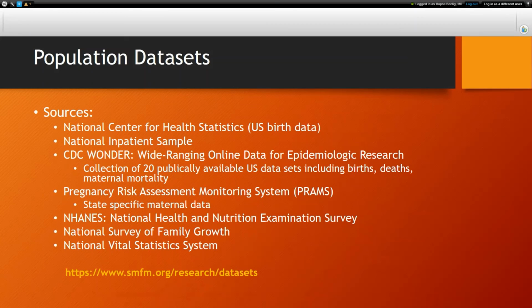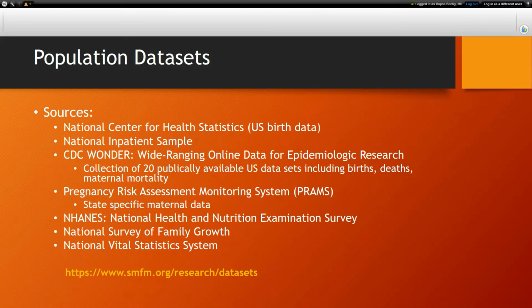National Center for Health Statistics or Vital Health Statistics, so US birth data. National Inpatient Sample is all hospitalizations, and it's ICD-10 code based. There's CDC Wonder, which is, as described, wide-ranging online data for epidemiologic research. It includes a collection of over 20 US-based data sets, and I just picked some that were relevant here, data sets relating to births, deaths, and maternal mortality. There is the Pregnancy Risk Assessment Monitoring System, which is state-specific maternal data.